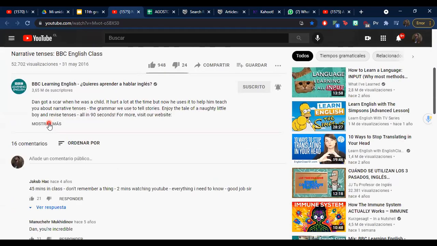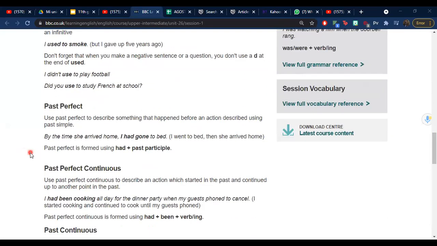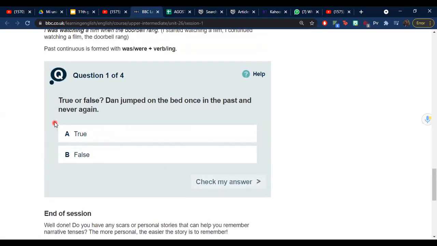Okay, so I think we can have a look at the story that Danny just mentioned. Okay, let's have a look. So here, is it true or false? Dan jumped on the bed once in the past and never again. He said, I used to jump on the bed. So that means that did he continue jumping on the bed as a teenager or adult?